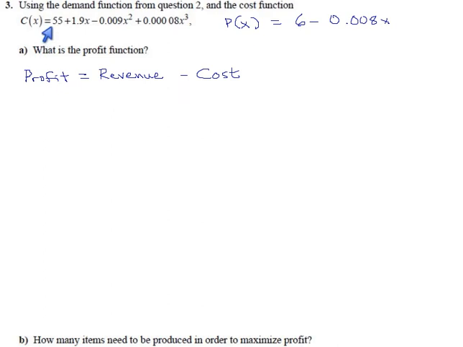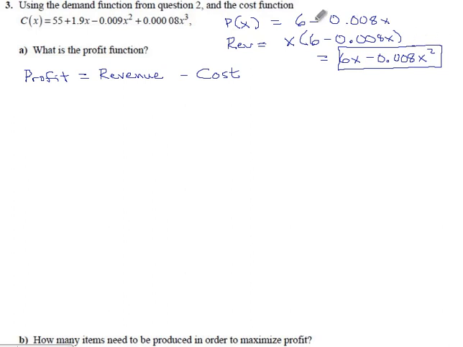So we have our cost function, it's all this. We don't have the revenue function, but we pretty much do. The revenue function is our demand here times x, because revenue is the number of things you sell, which is x, multiplied by the price you get for each of those things. So the revenue is 6x minus 0.008x squared. That is our revenue function.